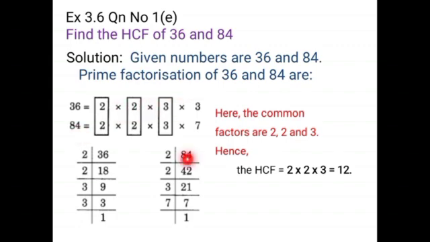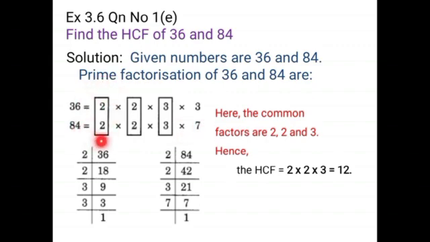84 is divisible by 2. 4 2s are 8, 2 2s are 4. 42 is divisible by 2. 2 2s are 4, 1 2 is 2. 21 is divisible by 3. 7 3s are 21. 1 7 is 7 because 7 is a prime number. So 84 can be written as 2 multiplied by 2 multiplied by 3 multiplied by 7.